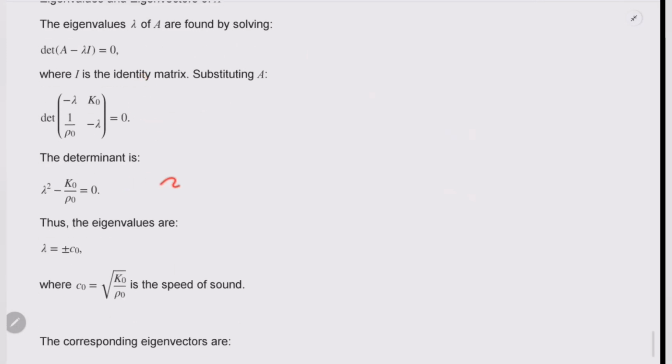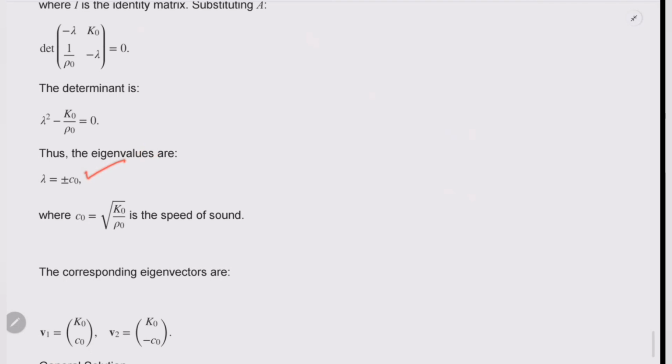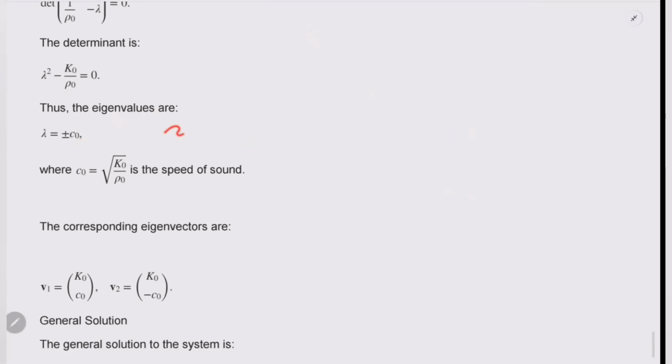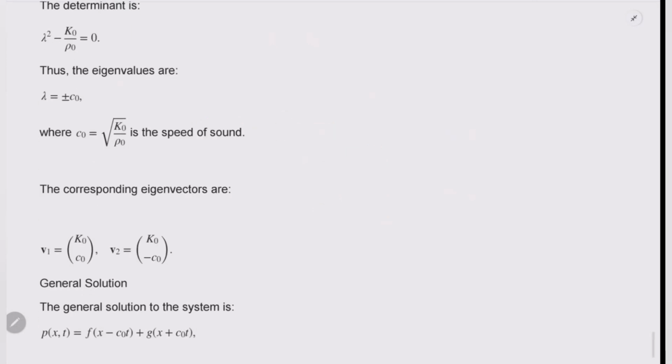So we get two eigenvalues. One is lambda 1 equal to c naught, and another one is lambda 2 equal to minus c naught, where c naught is k naught over rho naught. Sometimes it is written like this: p dash under root rho naught. Okay, it is the same formula. From here, this is just an exercise, you can find the eigenvectors yourself.